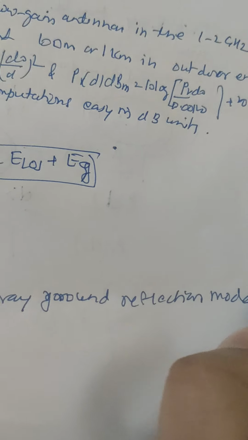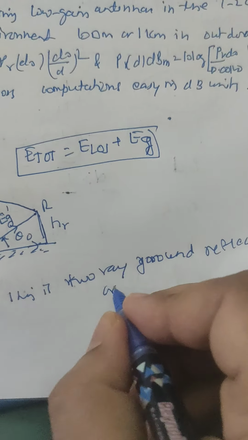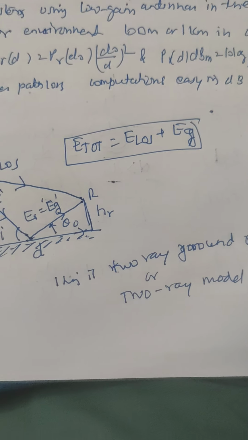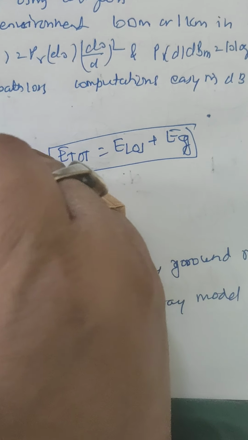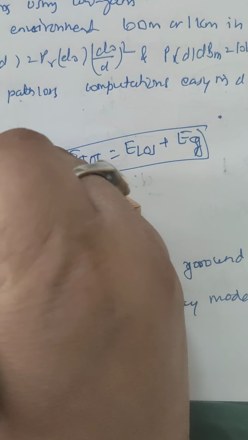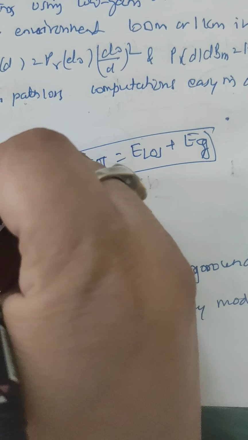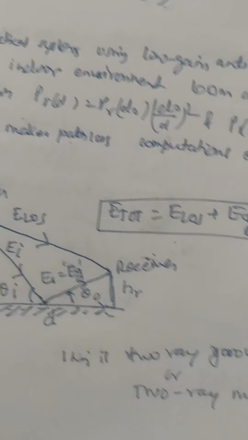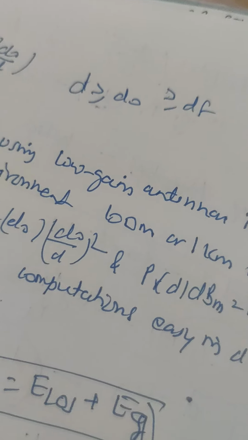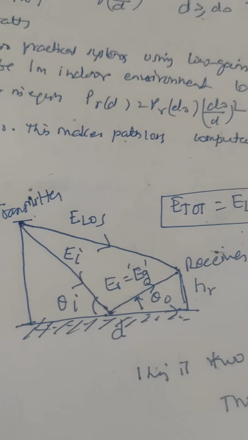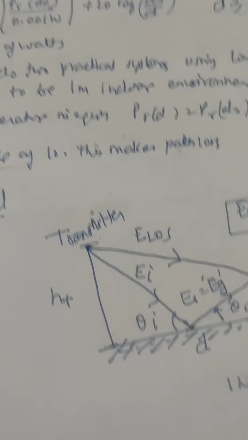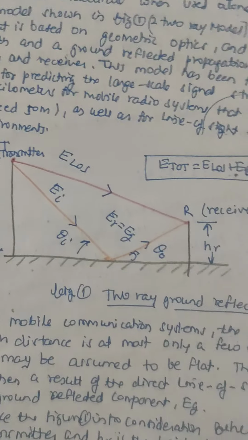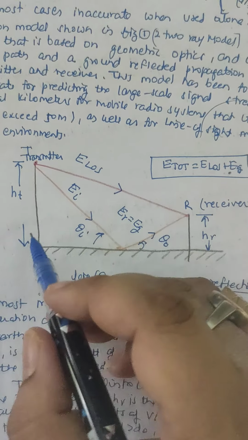Reflection model, or simply we can say two-ray model. So this point is the transmitter, this one is the receiver, and this is the two-ray model, which we are now going to show. You are seeing the clear picture of this.